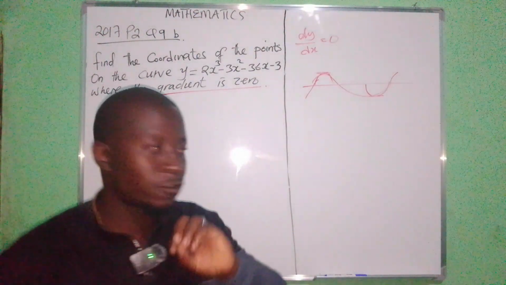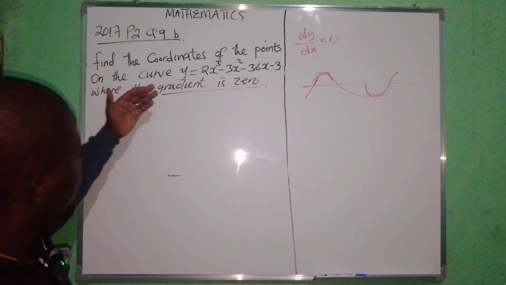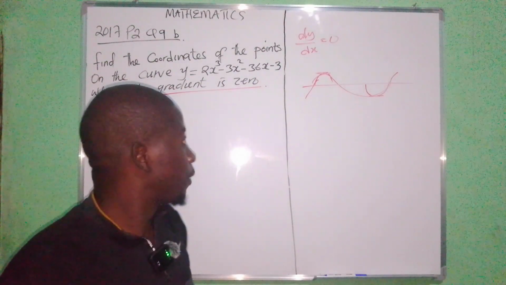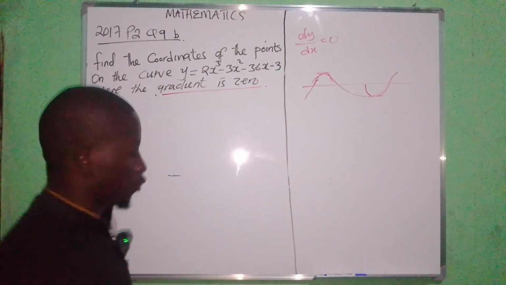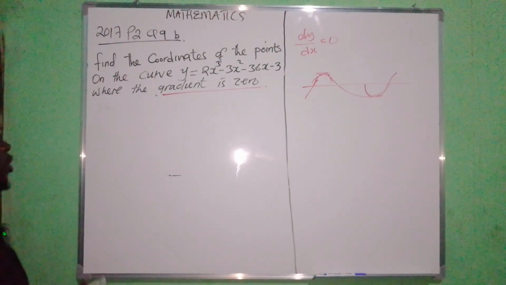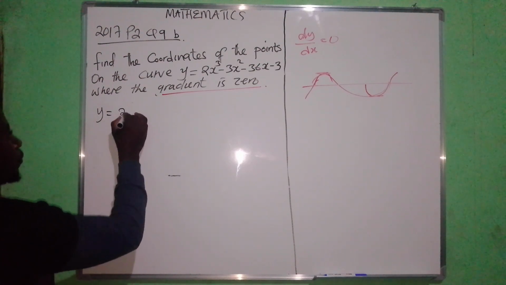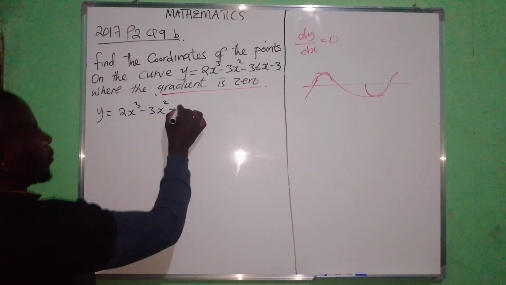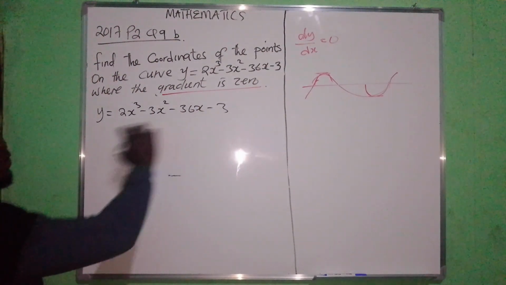When they say find the coordinates of the stationary point, or when they say find the coordinates where the gradient is 0, in this case the dy dx is 0. So how do we solve this question? We first begin by differentiating the equation given. We have been given this equation. So you begin by differentiating this.